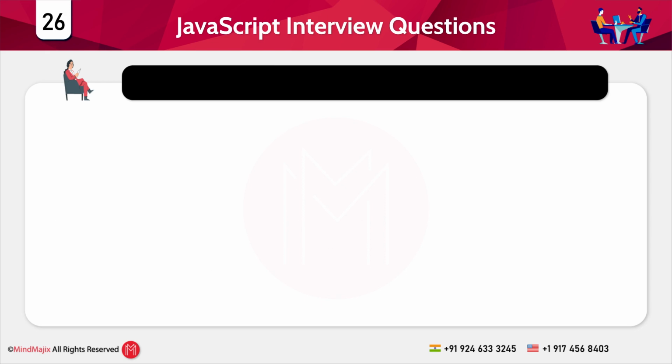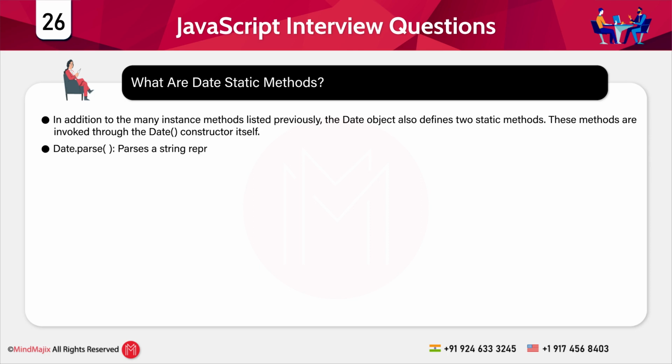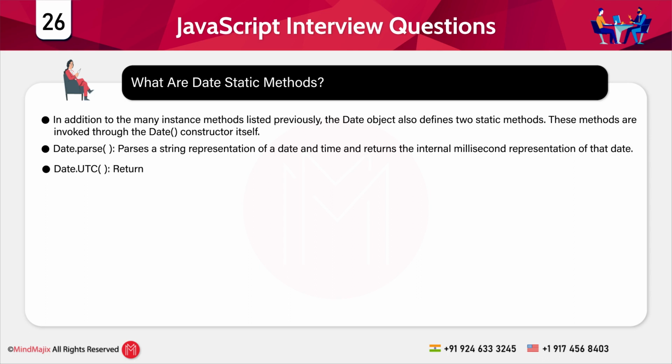Next question, what are the Date static methods? In addition to the many instance methods listed previously, the Date object also defines two static methods. These methods are invoked through the Date constructor itself. Date.parse parses a string representation of a date and time and returns the internal millisecond representation of the date. Date.UTC returns the millisecond representation of the specified UTC date and time.